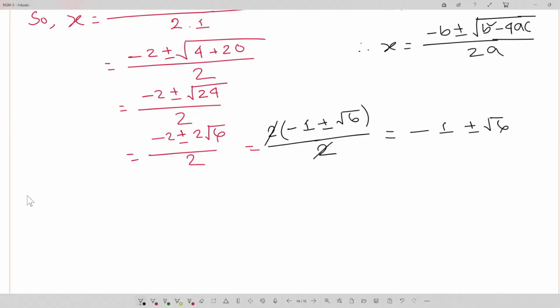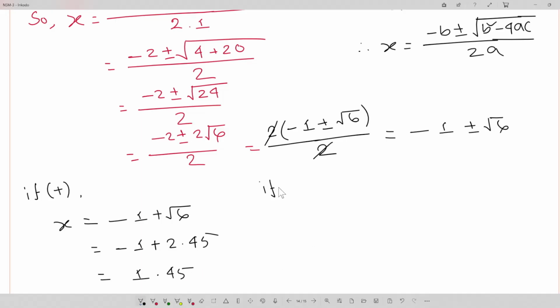So if positive, then x equals minus 1 plus root 6. So minus 1 plus root 6 means what? Root 6, we can use a calculator, root 6 is 2.45. So in this case the answer will be 1.45.